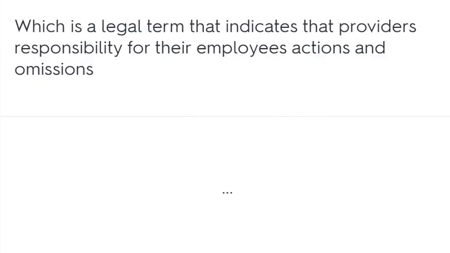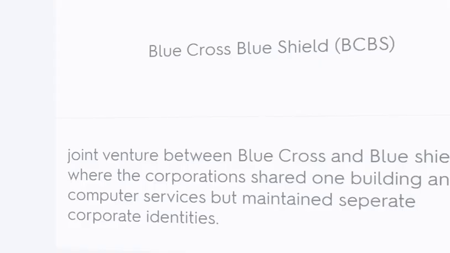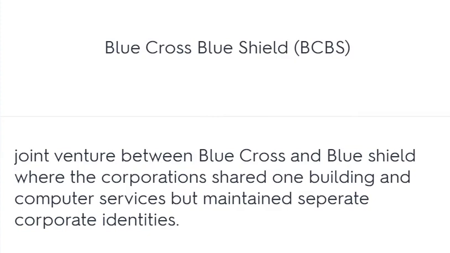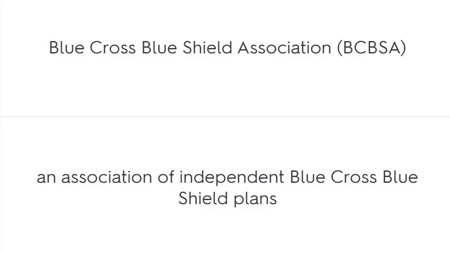Which is a legal term that indicates the provider's responsibility for their employees' actions and omissions? Blue Cross Blue Shield, a joint venture between Blue Cross and Blue Shield, where the corporations shared one building and computer services but maintained separate corporate identities. Blue Cross Blue Shield Association, an association of independent Blue Cross Blue Shield plans.